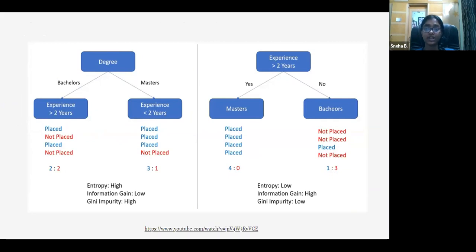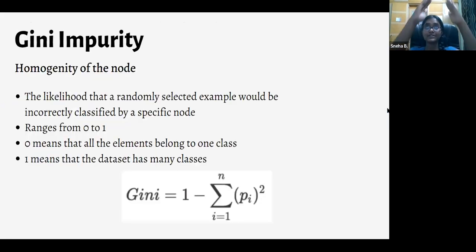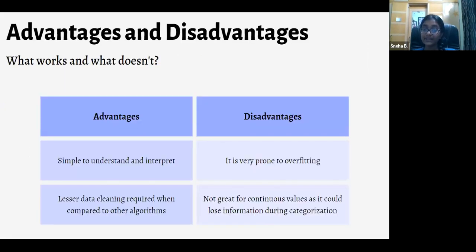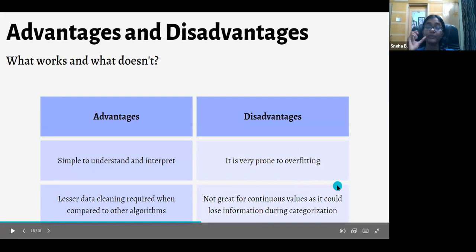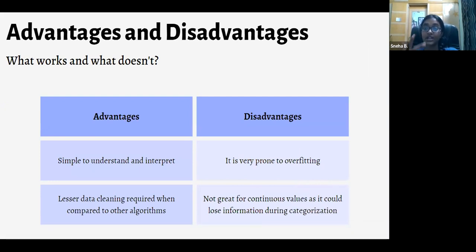But in the case of regression, you'll print some numerical value. What happens when you do that? You're first categorizing everything, and in the end, you're predicting a numerical value. So when you take that route, there could be a loss of information during categorization. You could lose some important information because you're basically categorizing everything. So it's not very good for regression.